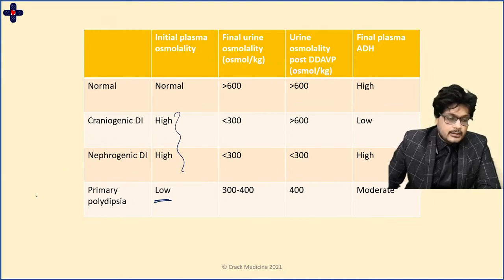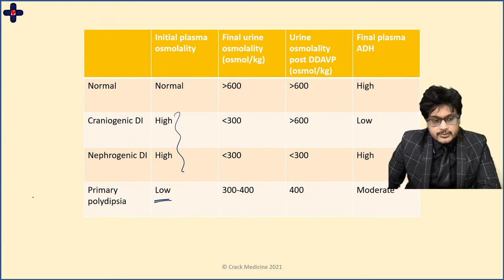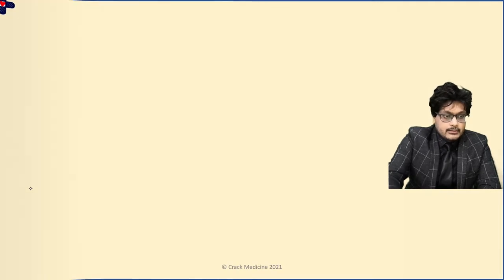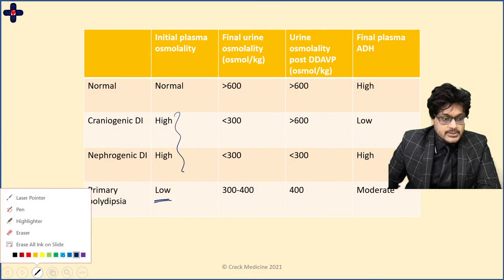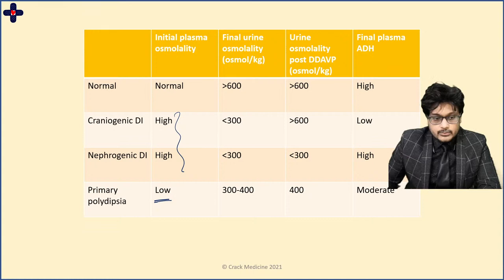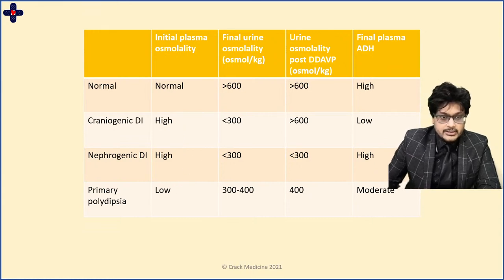Question mentioning young female with history of depression. Okay, so you can guess that it's primary polydipsia. I will also be telling you what all the other questions will mention because endocrinology is very vast and we have to finish it very quickly. Now let's say you take the final urine osmolality.